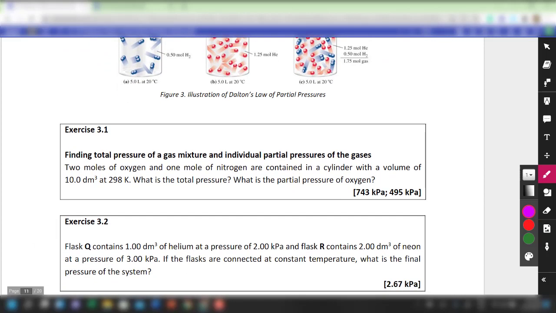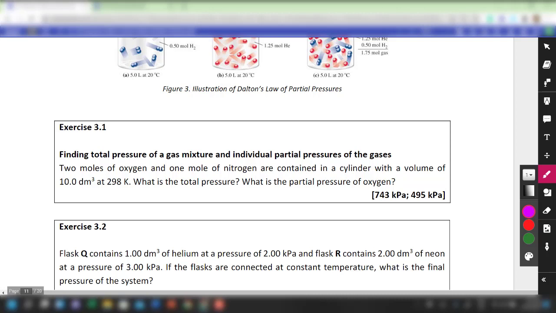With that, we'll try to work on exercise 3.1. You have 2 moles of oxygen and 1 mole of nitrogen in a container with a volume of 10 dm cube, at 298 Kelvin. You are asked what is the total pressure, and of course, what is the partial pressure of oxygen. That's pretty straightforward. Basically, the total number of moles is 3, so we just write this out.